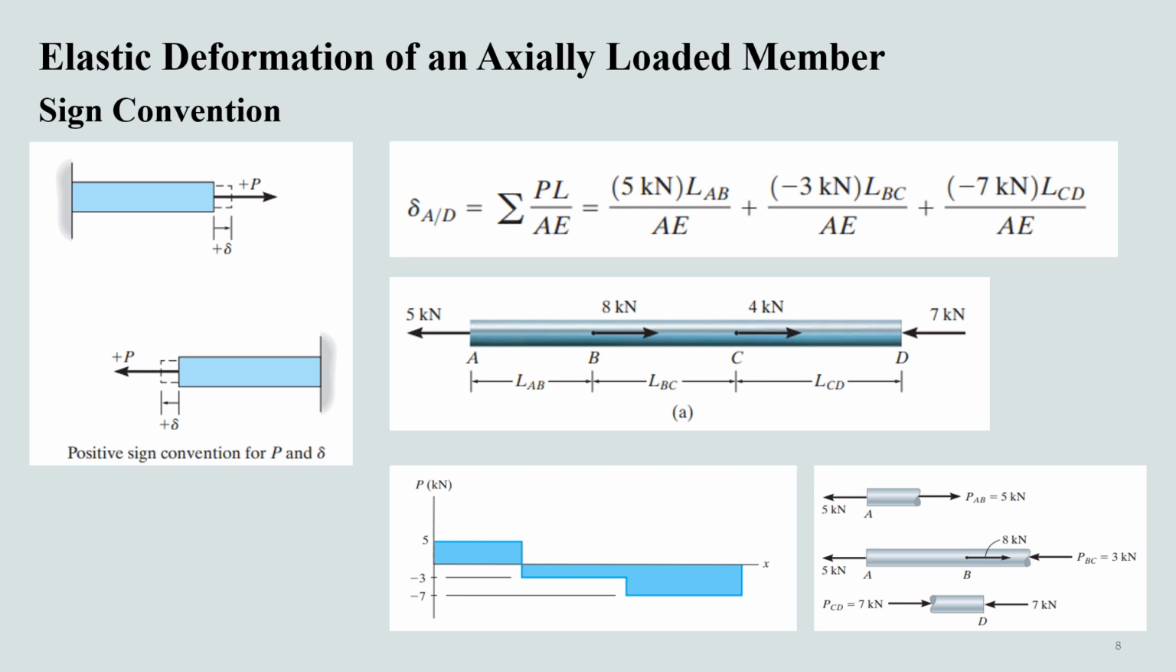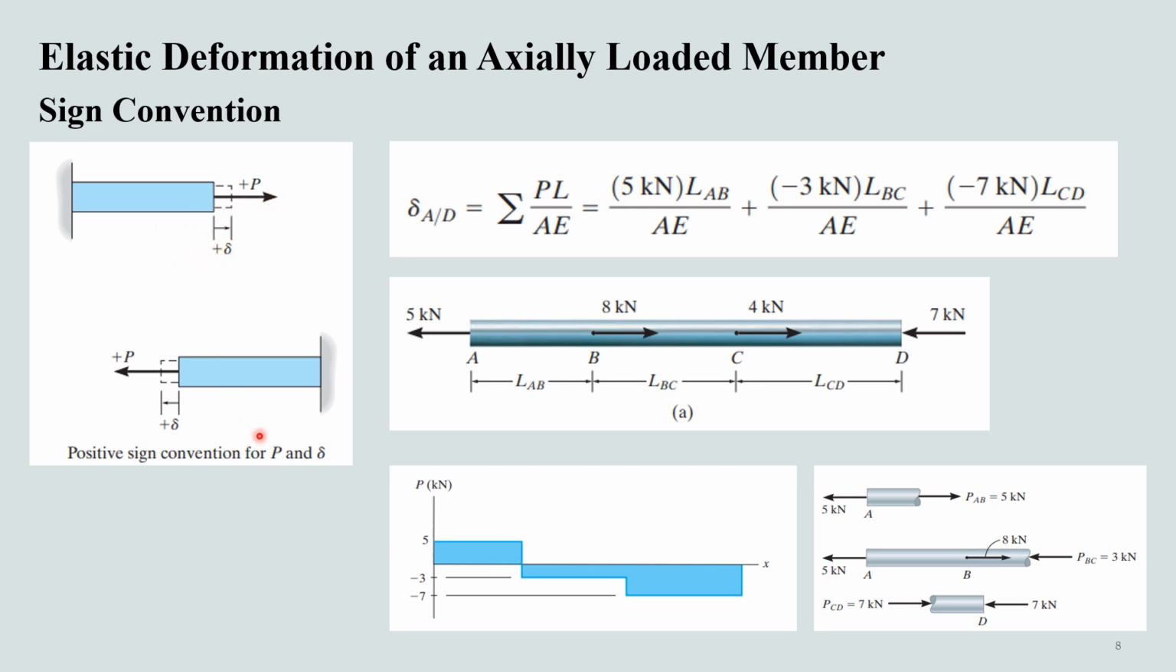In order to apply the equation developed in the previous slide, we must develop a sign convention for the internal axial force and the displacement of one end of the bar with respect to the other end. To do so, we will consider both the force and the displacement to be positive if they cause tension and elongation respectively. For example, in this figure, it can be seen that this force and this displacement will be considered positive because they are causing an elongation.